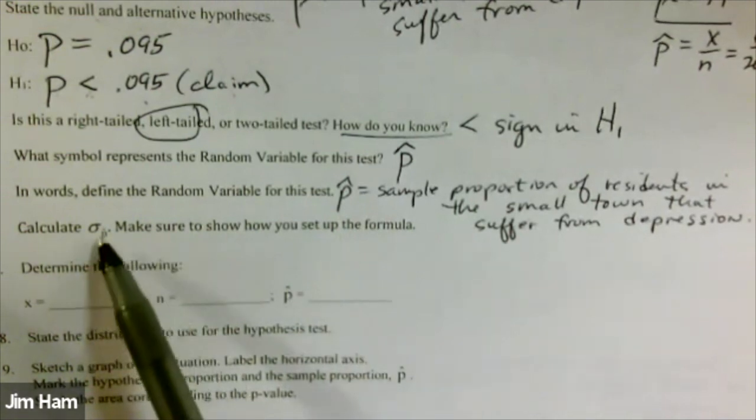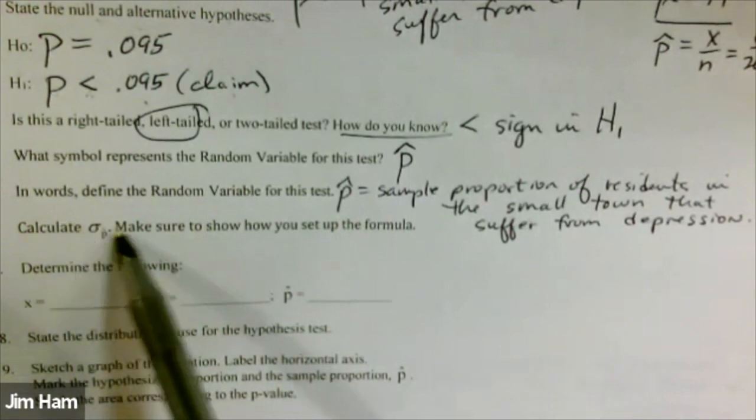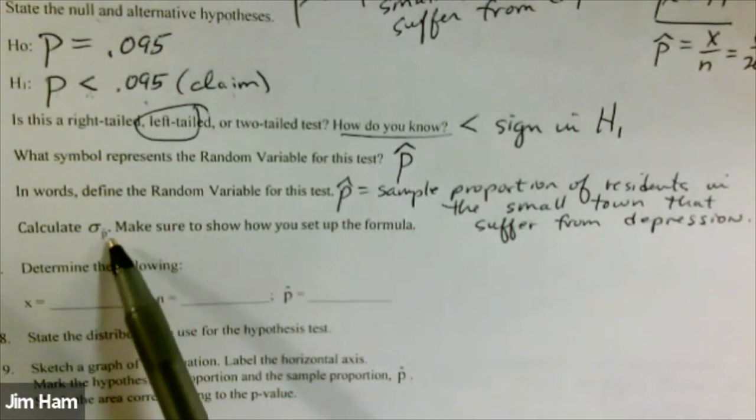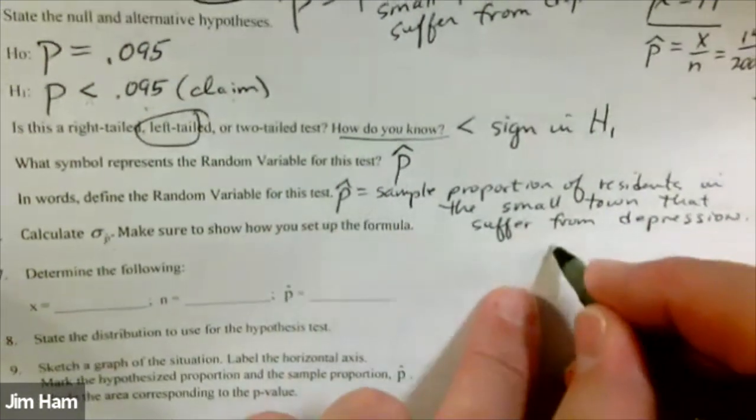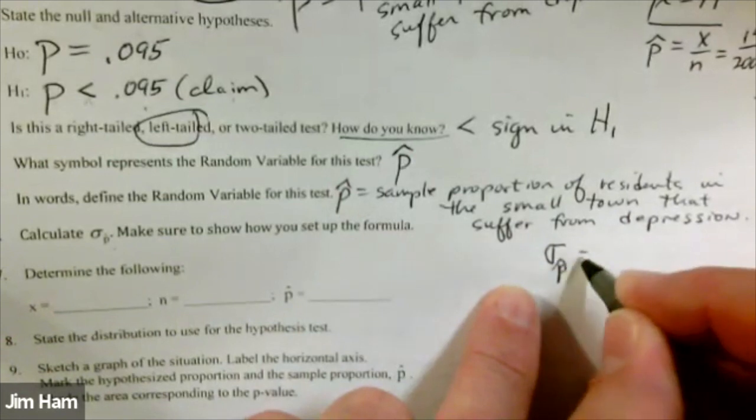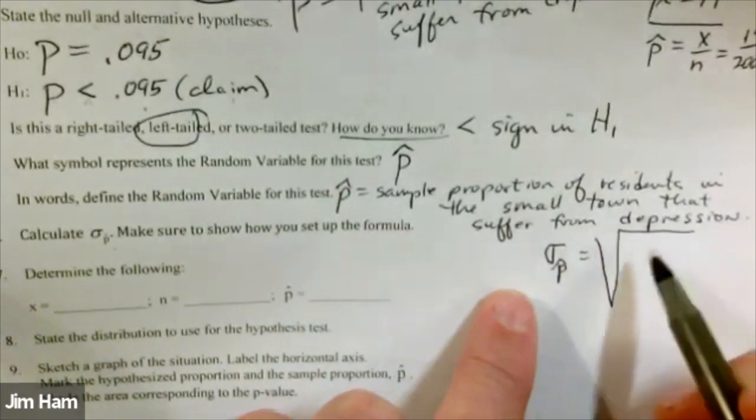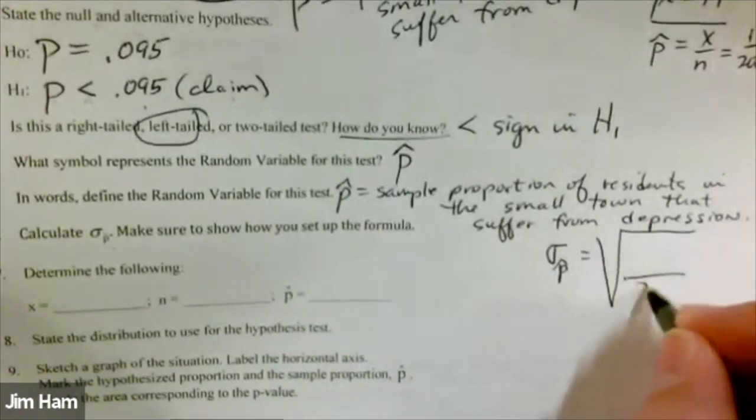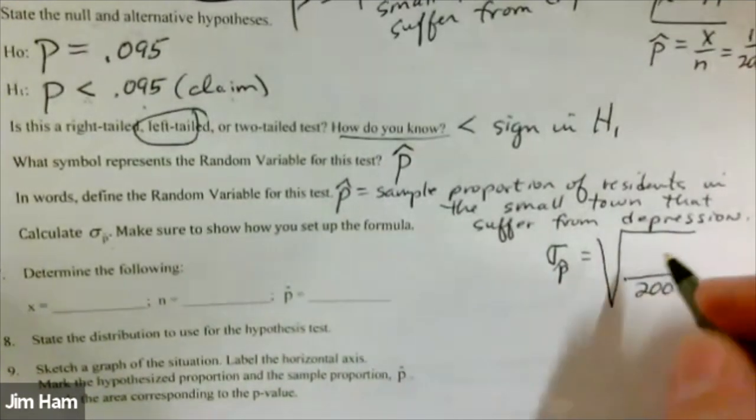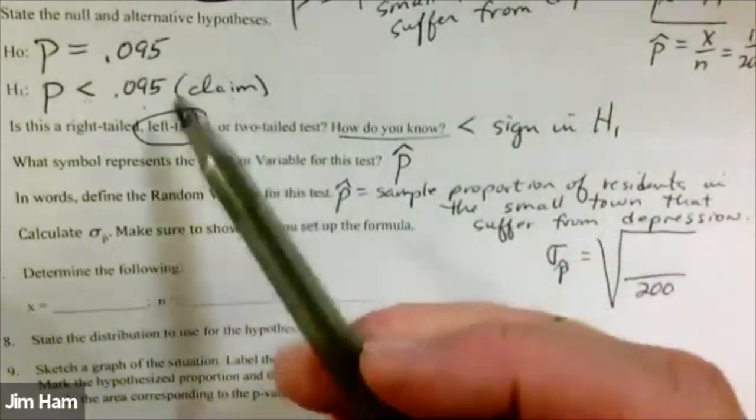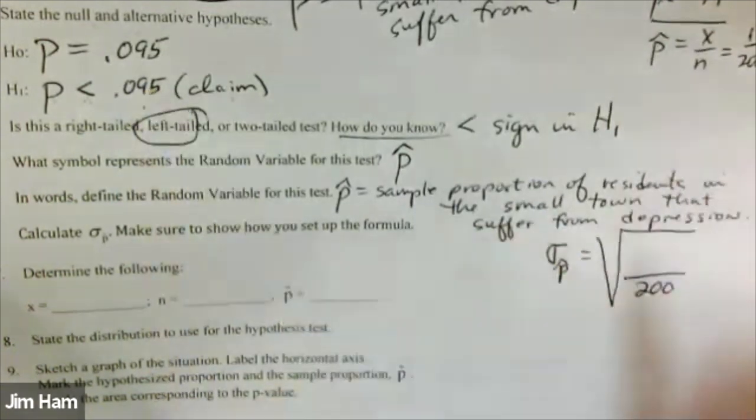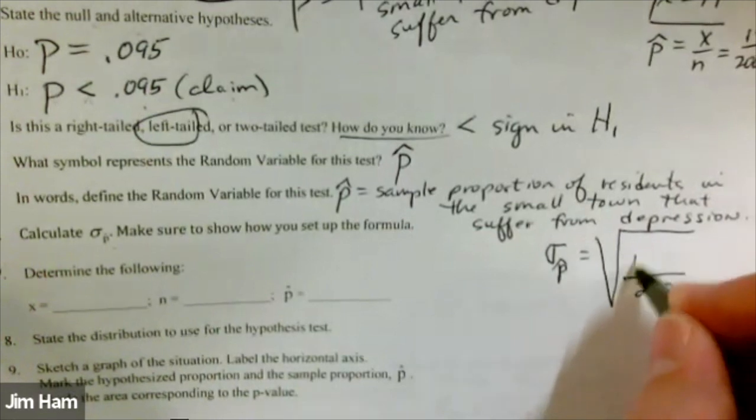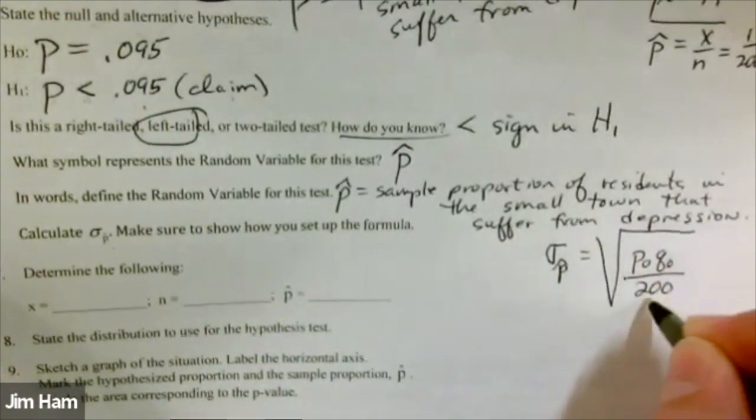All right, the next one, number 6, says calculate sigma sub p hat. That is our standard error term for the sample proportion. Make sure to show how you set up the formula. All right, so by formula, this is given to be the square root of pq over n. We do have the n to be 200, and the p and the q that we're going to use here are the p and the q that we assume to be true about the population. And so p0 goes in here, and then q0, and then n down here.